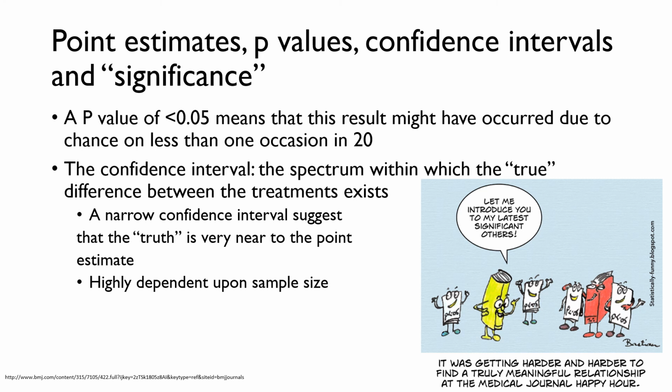So p-values are sort of on a continuum. This arbitrary threshold of 0.05 is something that statisticians have created, but you can interpret a point estimate with a p-value of 0.06 or 0.08, right? You can still look at the treatment estimate and then view that p-value as the likelihood that this result occurred by chance, right? Then the confidence interval. This is the spectrum within which the true difference between the treatments arise, or where the true point estimate arises. So if it's narrow, you feel really confident that the truth is really close to your actual point estimate. And then this is highly dependent on sample size, right? The bigger your sample size, the tighter your confidence interval.